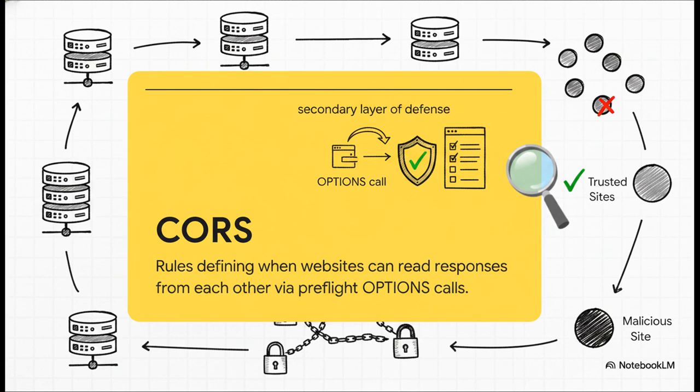Enter cross-origin resource sharing, or CORS. CORS acts as the secondary layer of defense. It defines strict rules for exactly when and how websites can read responses from each other. For sensitive requests, like sending complex JSON data, the browser will first send a pre-flight check, called an options call, to the server. The server then replies with a whitelist of trusted external sites. If the malicious site isn't on that list, the browser steps in and stops the attack dead in its tracks.